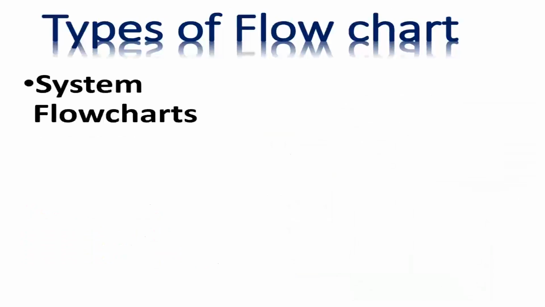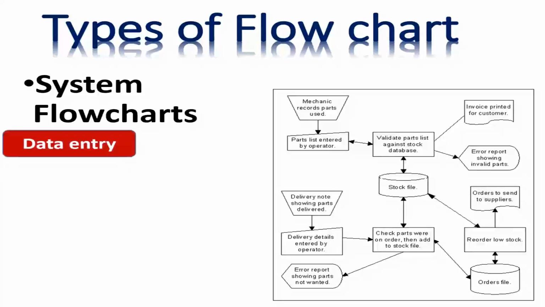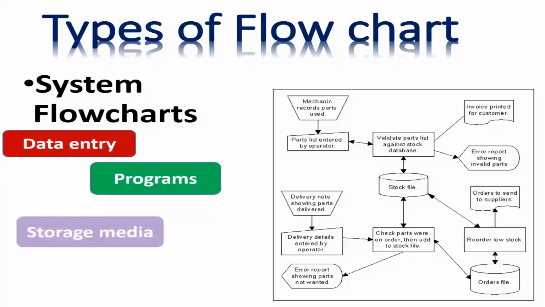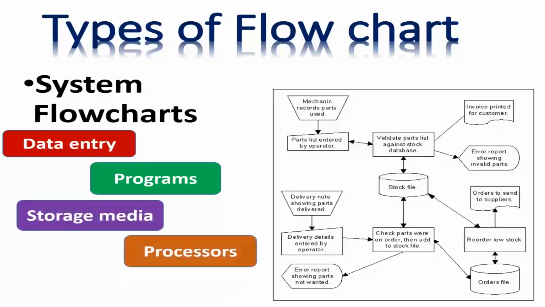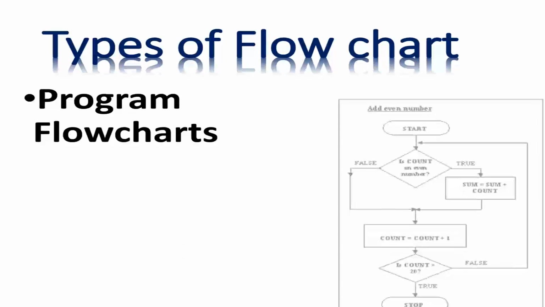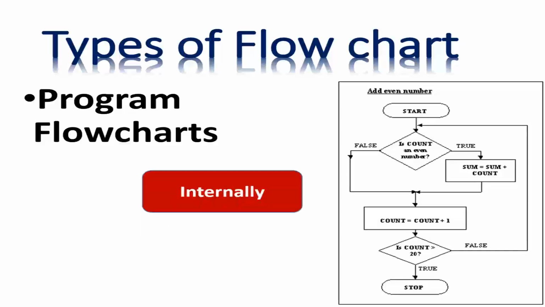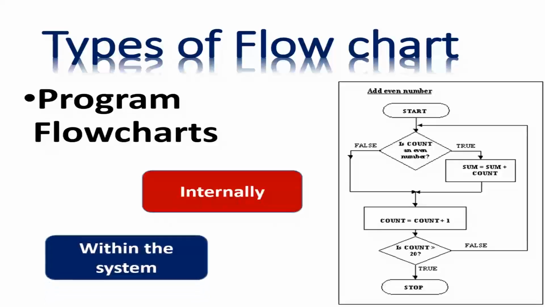System flowcharts. These show the flow of data to and through the major components of a system, such as data entry, programs, storage media, processors, and communication networks. Program flowcharts are the last category, which show the controls placed internally to a program within a system.